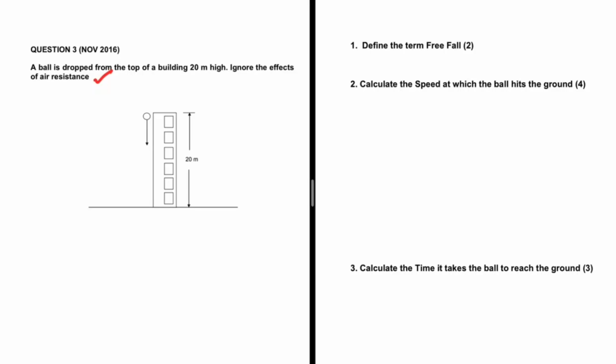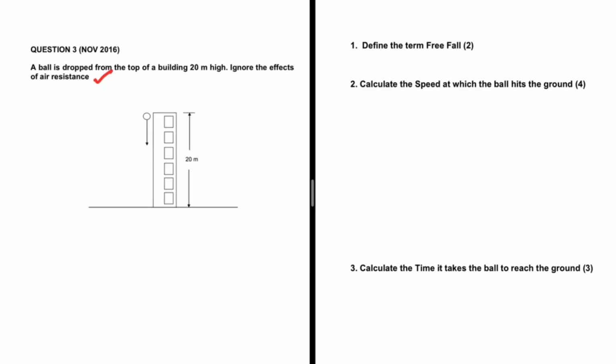So free fall is the motion. Keyword, motion. Free fall is the motion of an object under the influence of only gravity. Question 2. Calculate the speed at which the ball hits the ground.